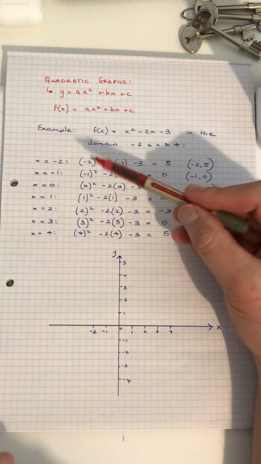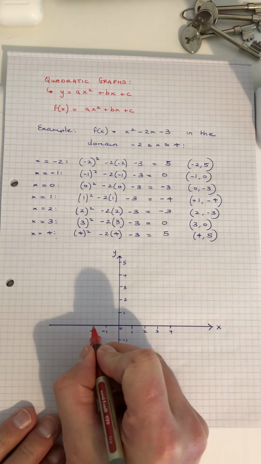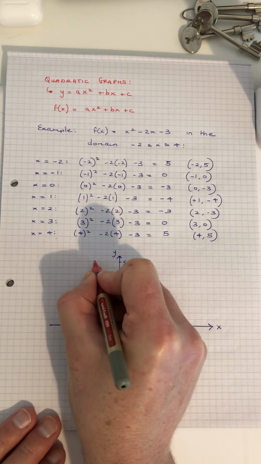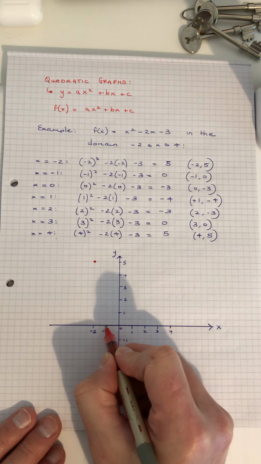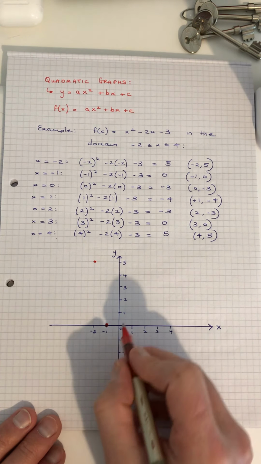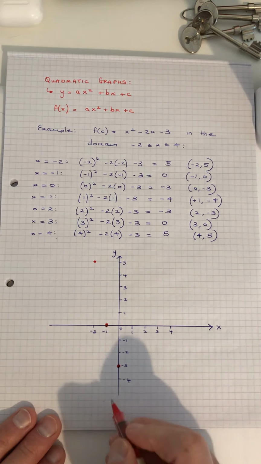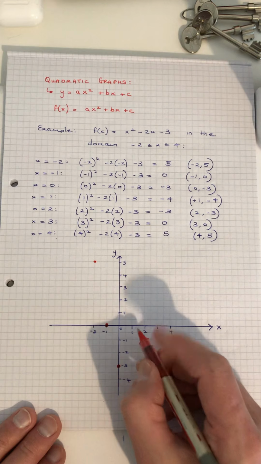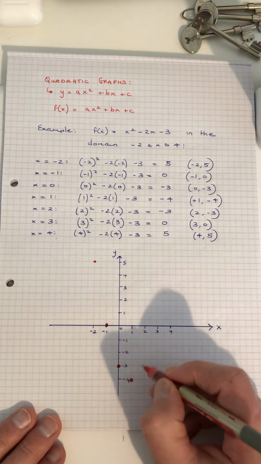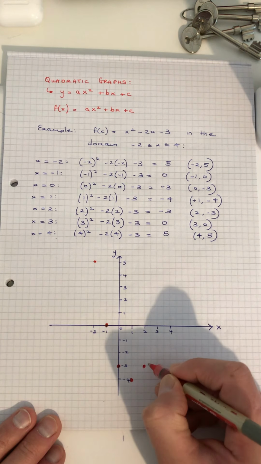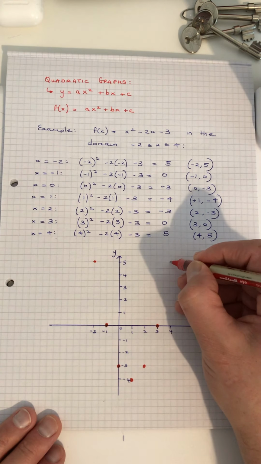Now, so the first one is, when x is minus 2, I get out 5. So x is minus 2 up to 5. When x is minus 1, 0. When x is 0, down to minus 3. When x is 1, down to minus 4. When x is 2, down to minus 3. 3, 0. And 4, back up to 5.